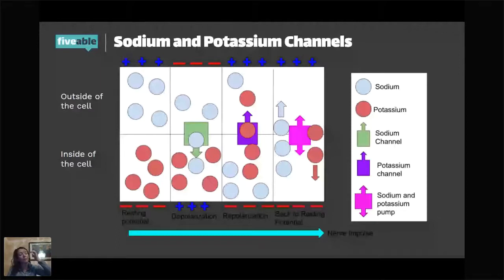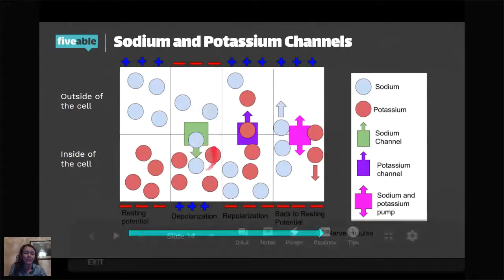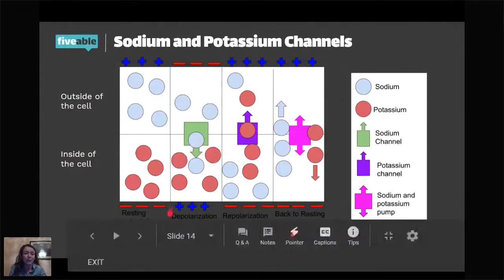So first thing that happens when you're sending an impulse is we have sodium channels, which is this green one. They open up, and you'll notice that sodium goes from high concentration to low concentration inside of the cell, and our cell starts to get really positive. We say it gets depolarized, but more on that when we talk about this later. Okay, but the cell starts to get really positive because we're adding more positive ions, right? Sodium is positive.